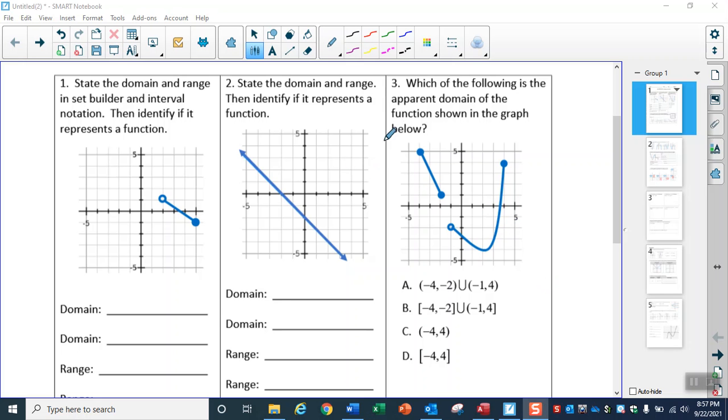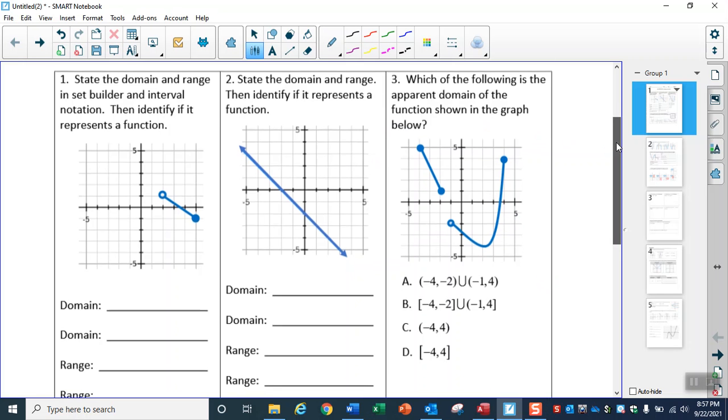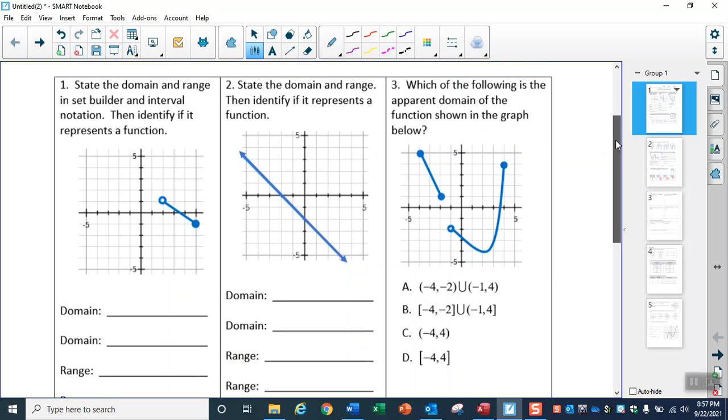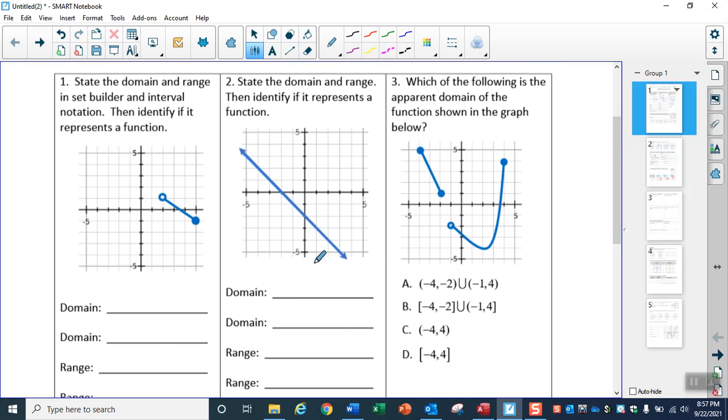Okay, let's do the evens real quick, and you can check your answers. Try it first on your own and then check your answers here. So the domain is left to right, goes all the way left, all the way right. So that would be negative infinity to positive infinity, right? And that's parentheses because you cannot actually get there. Set notation, it would be all real numbers.